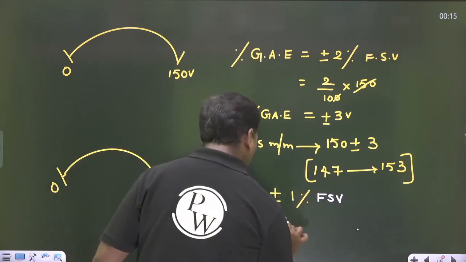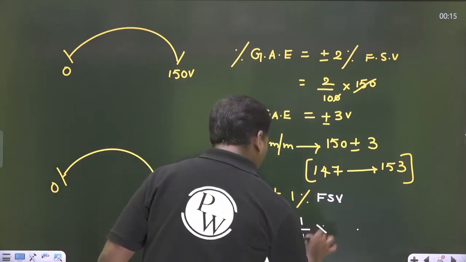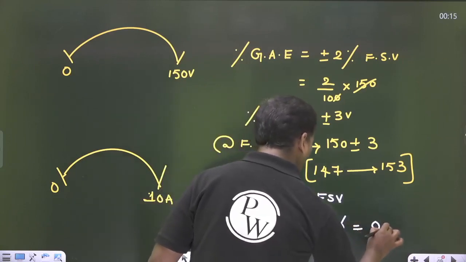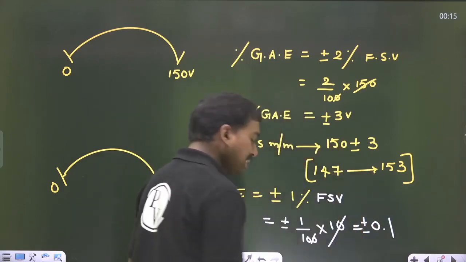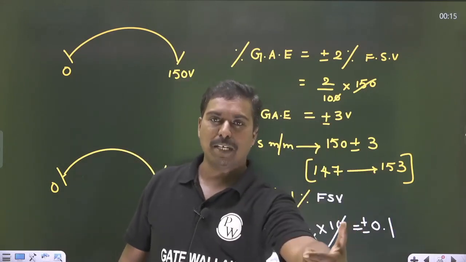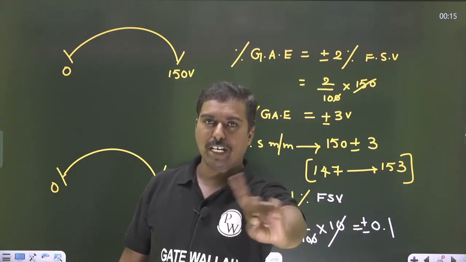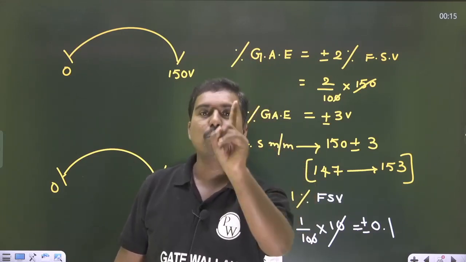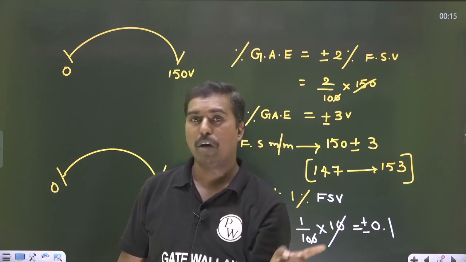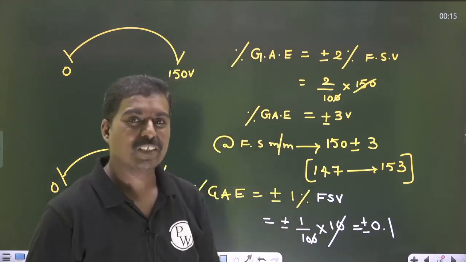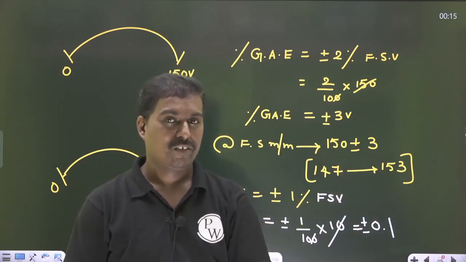1% of full scale value means what? 1 by 100 of full scale value. What is the full scale value? That is 10. So this is 0.1 plus or minus. Means by using this meter, if I am measuring 10 amperes of current, I am not going to get 10 amperes. Definitely a guaranteed 0.1 error is going to come. Either I will get 9.9 or 10.1. So that is guaranteed.